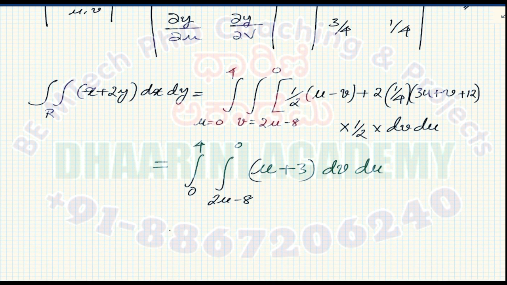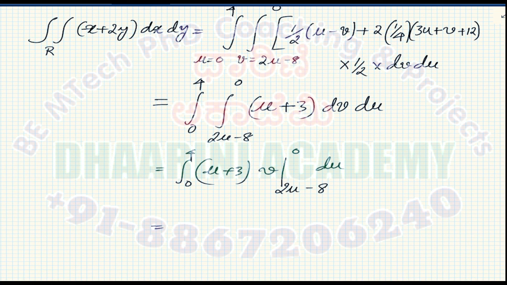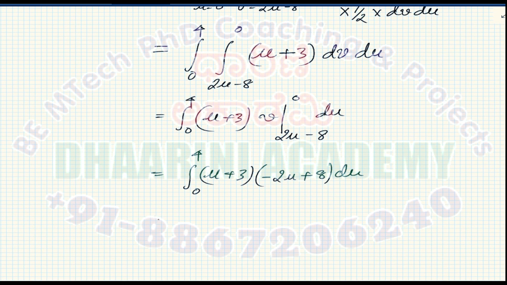Now this means this is equal to the integral from 0 to 4. I have u plus 3 as it is, it's a constant. This becomes simply v from 2u minus 8 to 0 times du. So this is equal to the integral from 0 to 4 of u plus 3 into, when you put 0 it's 0, minus means this is minus 2u plus 8, du. Let's multiply this first before I go ahead with the integration. This is 24 plus 2u minus 2u squared times du.